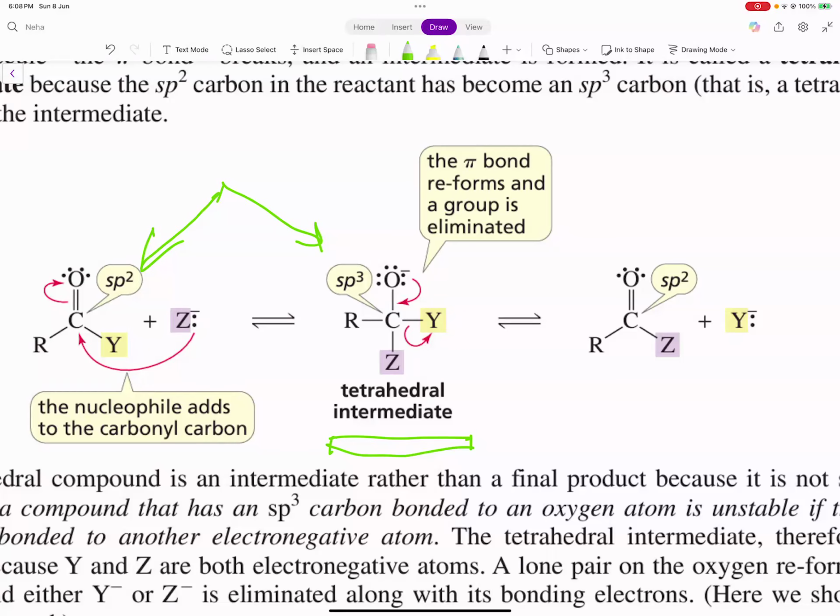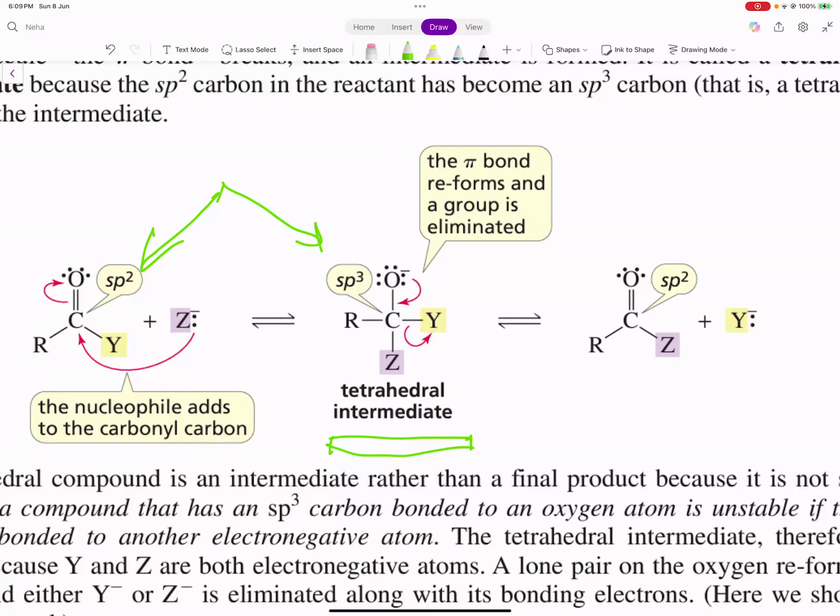Now oxygen minus comes back and it kicks out the Y. Why is it kicking? Because it can. Weak bases are good leaving groups. So the only condition is that the Z minus should be stronger than Y minus. Only then will it be able to kick. If Z minus is weak, then O minus will kick Z only.